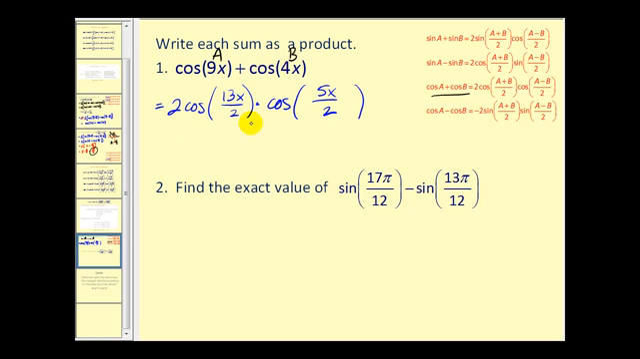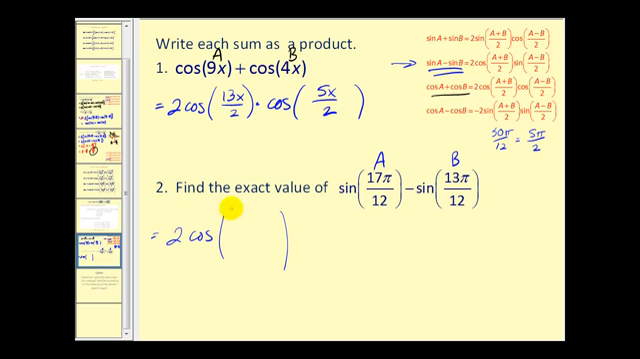Again, once we have these identities, there's not a lot to it. You just got to be very careful with the details. Okay, on this last problem, we want to find the exact value of sine of 17 pi 12ths minus the sine of 13 pi 12ths. So we know that our angle A will be 17 pi 12ths and angle B will be 13 pi 12ths. So we'll be using this identity here. So this will be equal to 2 times the cosine of the sum of the angles divided by 2. Well, the sum of these angles would be 30 pi 12ths, which will simplify to 5 pi over 2.